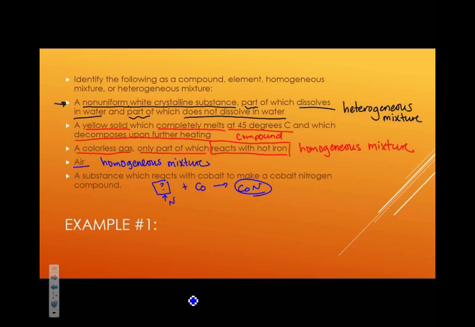We know that in order for this to be a homogeneous mixture or a heterogeneous mixture or even a compound, I have to have had more than one type of element. I don't, so therefore this must be an element.